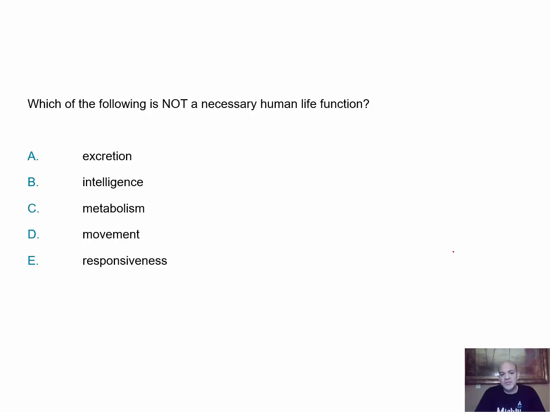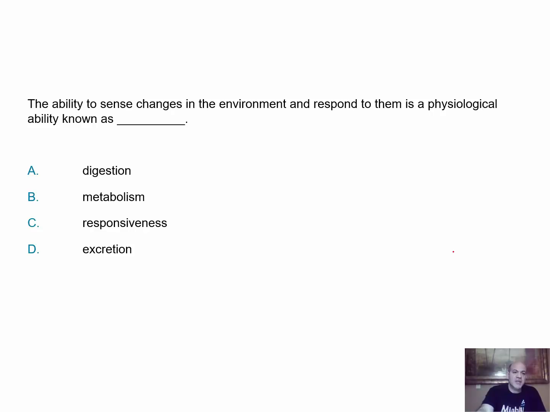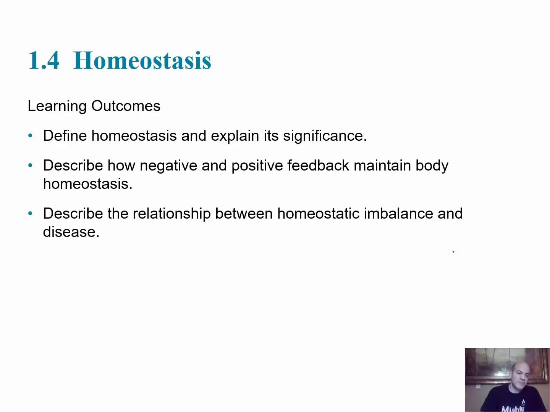Is it A, excretion, B, intelligence, C, metabolism, D, movement, or E, responsiveness? Next question. The ability to sense changes in the environment and respond to them is a physiological ability known as, is it A, digestion, B, metabolism, C, responsiveness, or D, excretion?